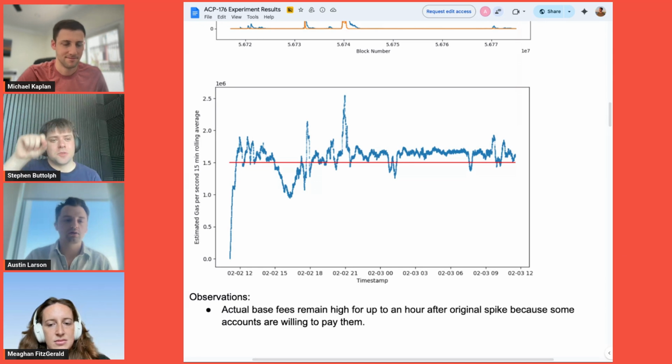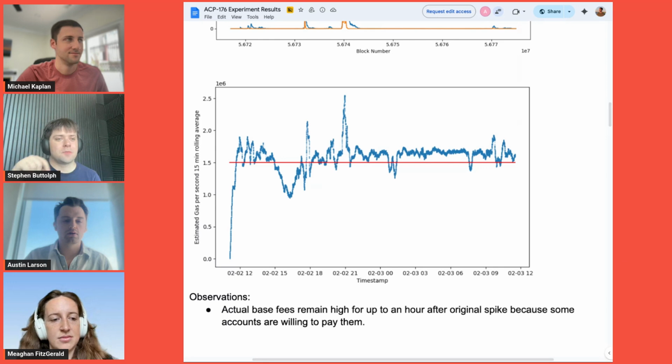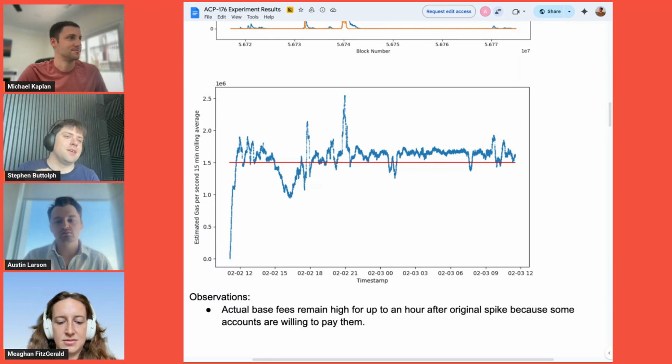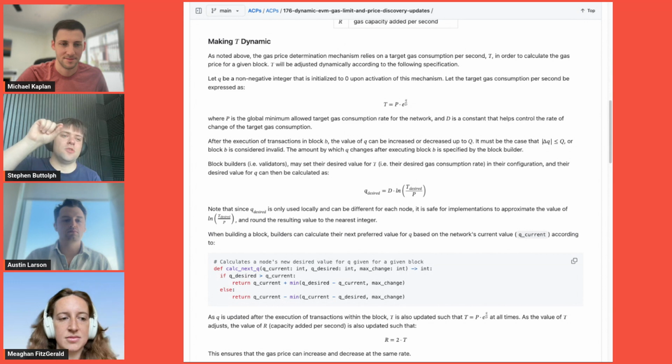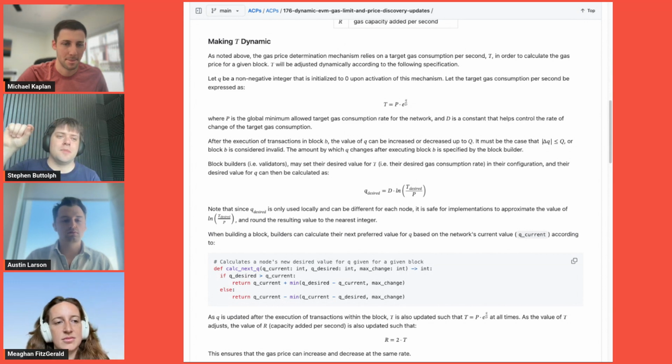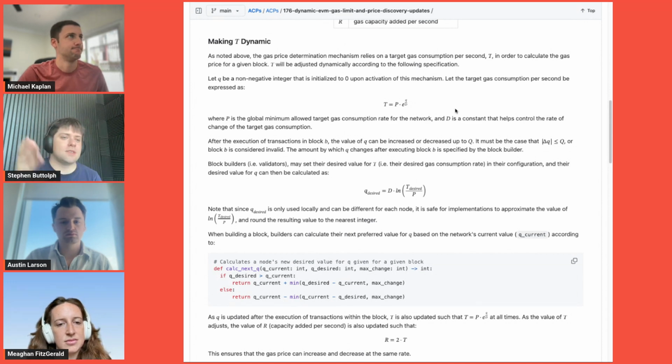So this mechanism will systemically set the price to be too low. And when you set the price to be too low, that means there will be more usage than you actually want. That's how the usage is stable above what the target usage actually is. So yeah, this is fixed in the 176 stuff.